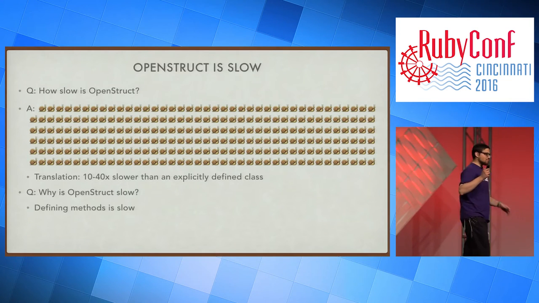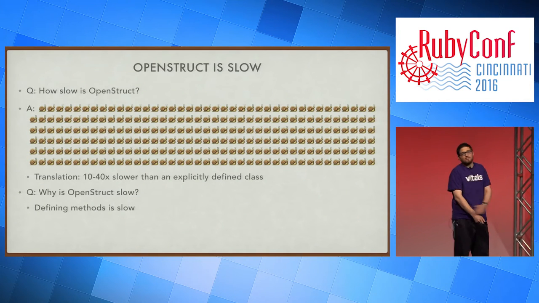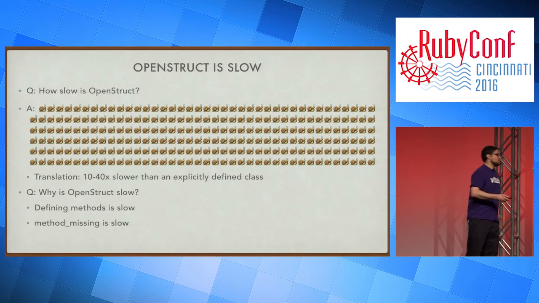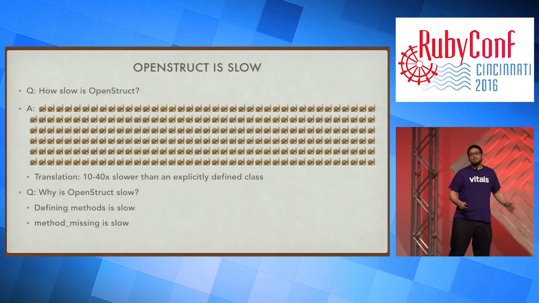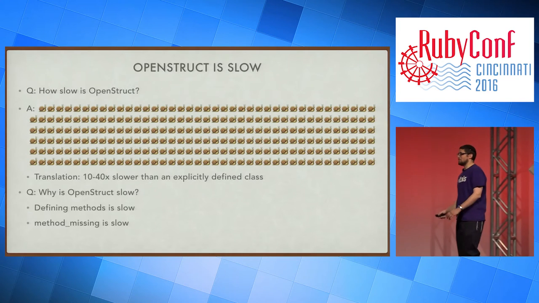Reason number one, and this is the main reason, defining methods is slow. In Ruby, when we define a method, it just takes a long time. Number two, as you've seen, we're going to rely on method_missing a good deal. Method_missing is also pretty slow. Not as slow as defining methods, but it's a contributing factor.